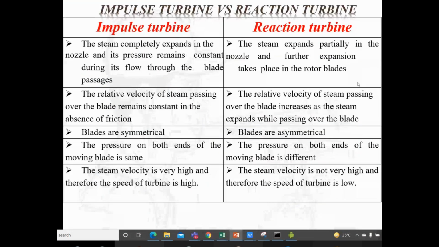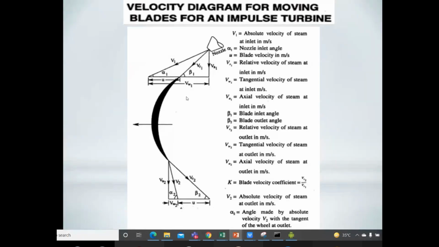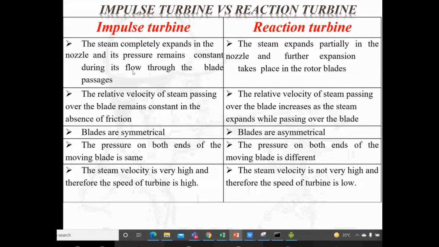So if we take a look at the comparison between the impulse turbine and reaction turbine, in the impulse turbine the steam is completely expanded in the nozzle and its pressure remains constant during its flow through the blade passages. In the reaction turbine, the steam expands partially in the nozzle and further expansion takes place in the rotor blades.